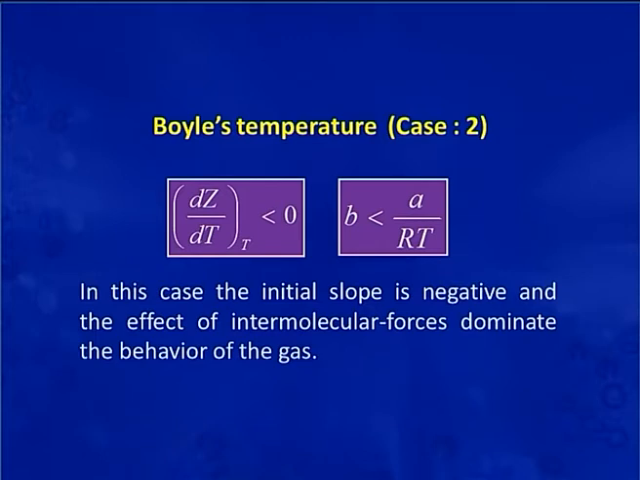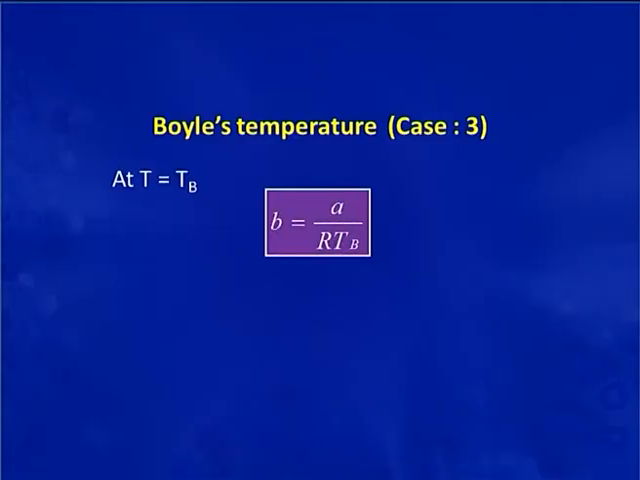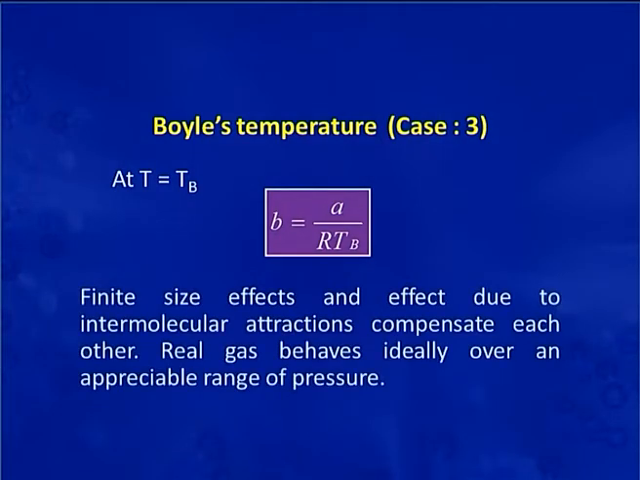In this case, the initial slope of the graph is negative and the effect of intermolecular forces dominates the behavior of the gas. And at Boyle's temperature, when T is equal to TB, in this case b is equal to a by R TB. It means one effect, that is finite size effects, and the effect due to intermolecular force of attraction, that is due to a, compensate each other. So, real gases behave ideally over an appreciable range of pressure at Boyle's temperature.